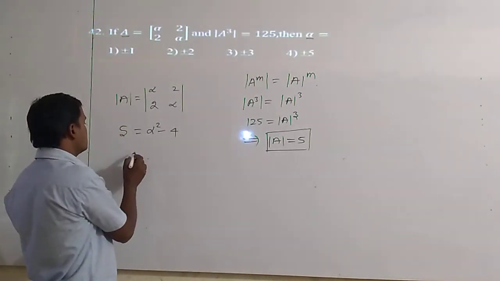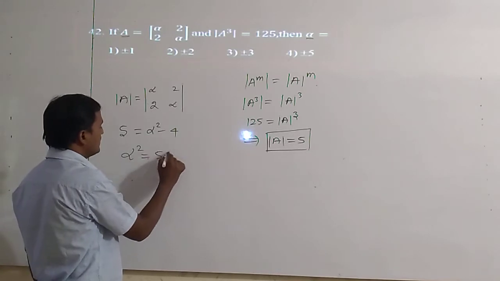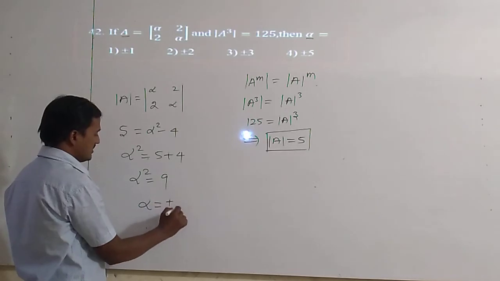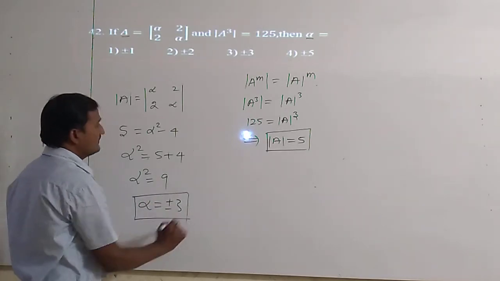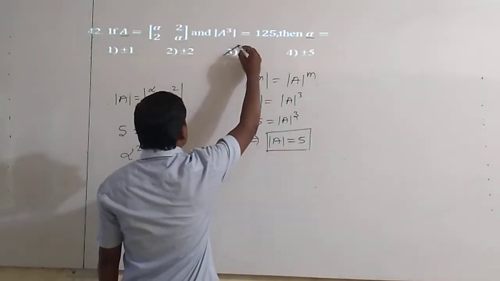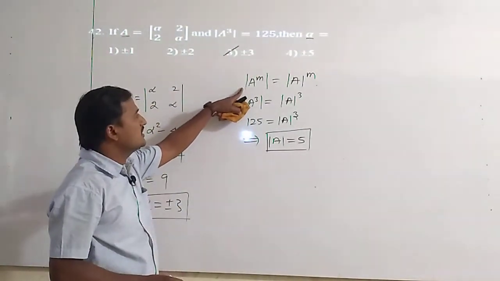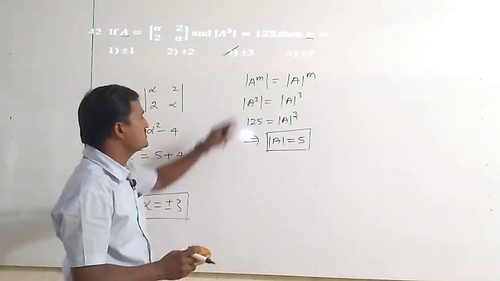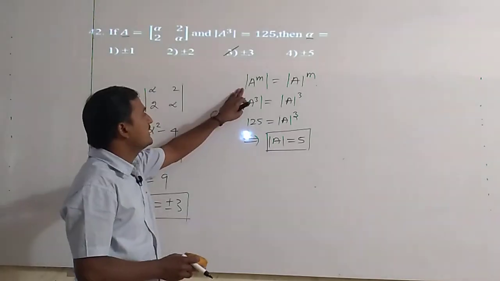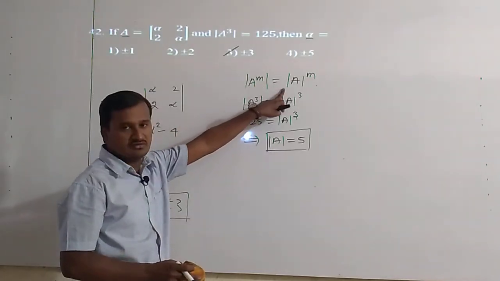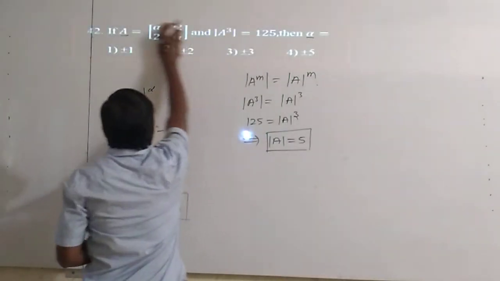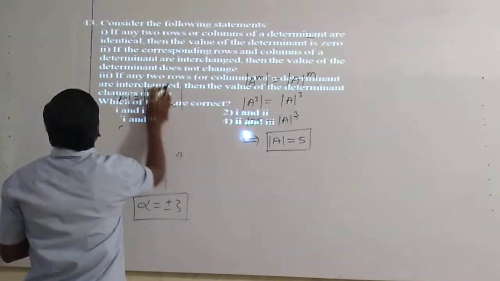Take this minus 4 to this side: alpha square is equal to 5 plus 4, so alpha square is equal to 9. What is the value of alpha? Alpha is equal to plus or minus 3. Therefore, which option is the right one? Clearly the third option is the right one, right? Here you should remember this formula. This is a shortcut, a key point to solve this one: determinant of A to the power m is equal to determinant of A, to the power m. Okay, we go for the next question, this one.